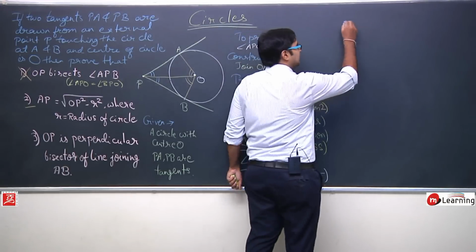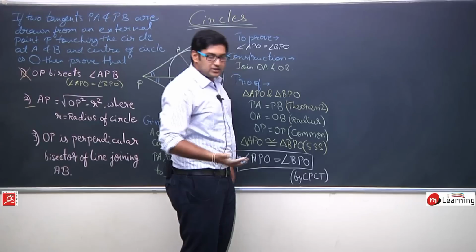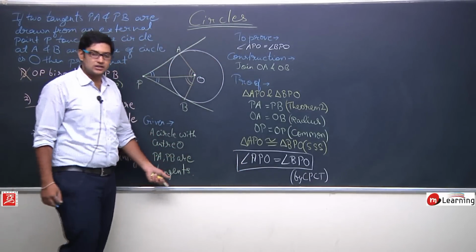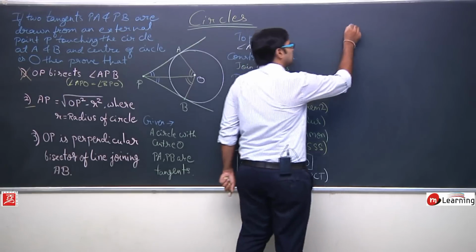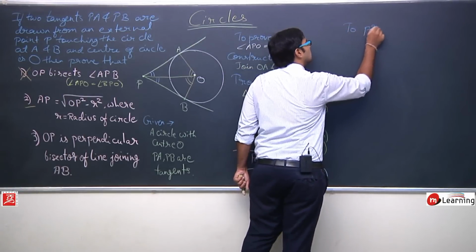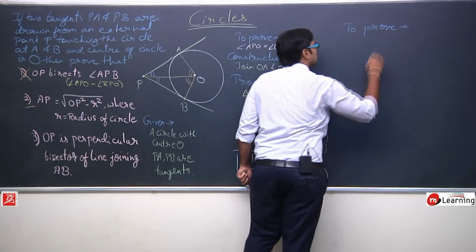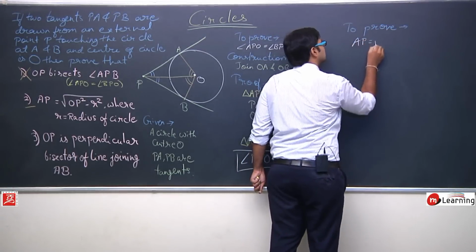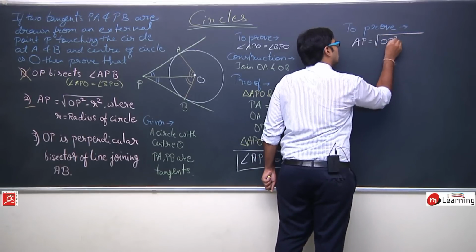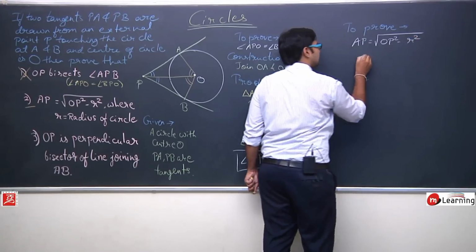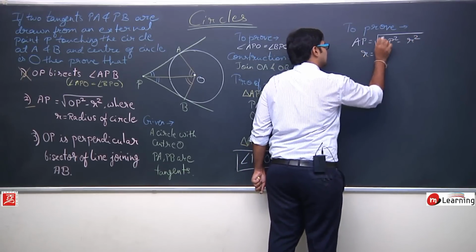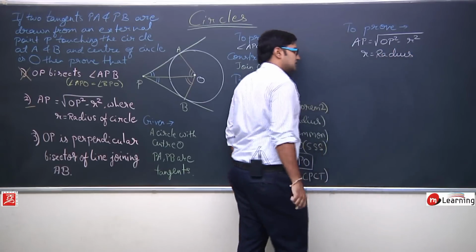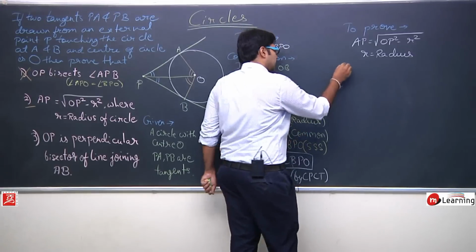So in the second case, do we need to write the given conditions again? No, we have already written the given condition. So directly we are going to write to prove. What we need to prove? That AP is equal to square root of OP square minus R square, where R is the radius of the circle. Okay, now proof.